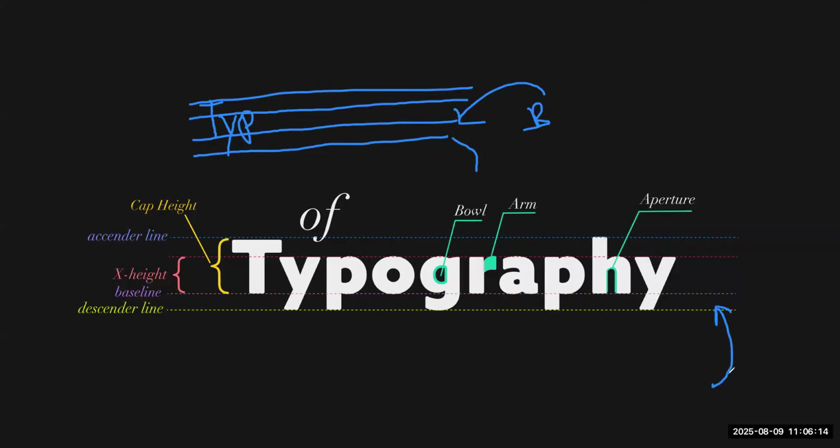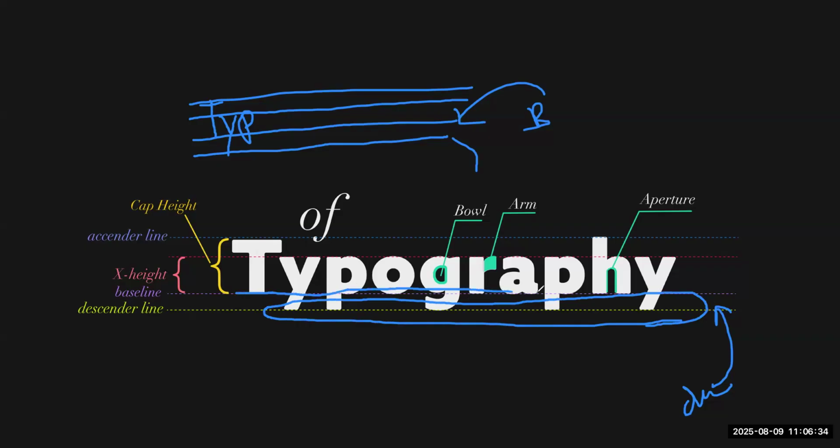This line we call what? The descender line, right? Every part of the font should stop at the descender line. It does not go beyond the descender line. The base of the font is here. It does not go below the descender line. And also the ascender line is the topmost one. It does not go beyond the ascender line either.